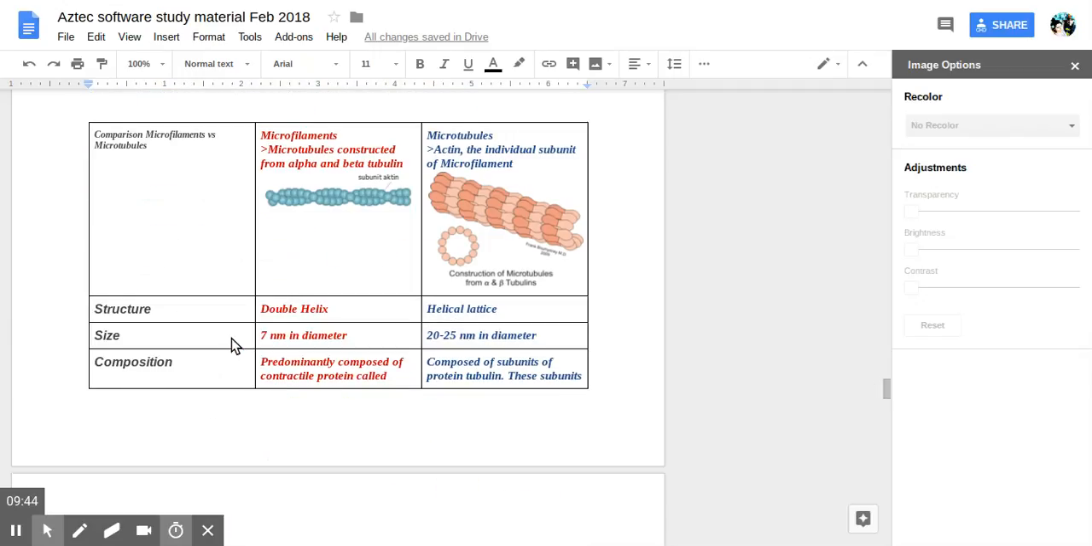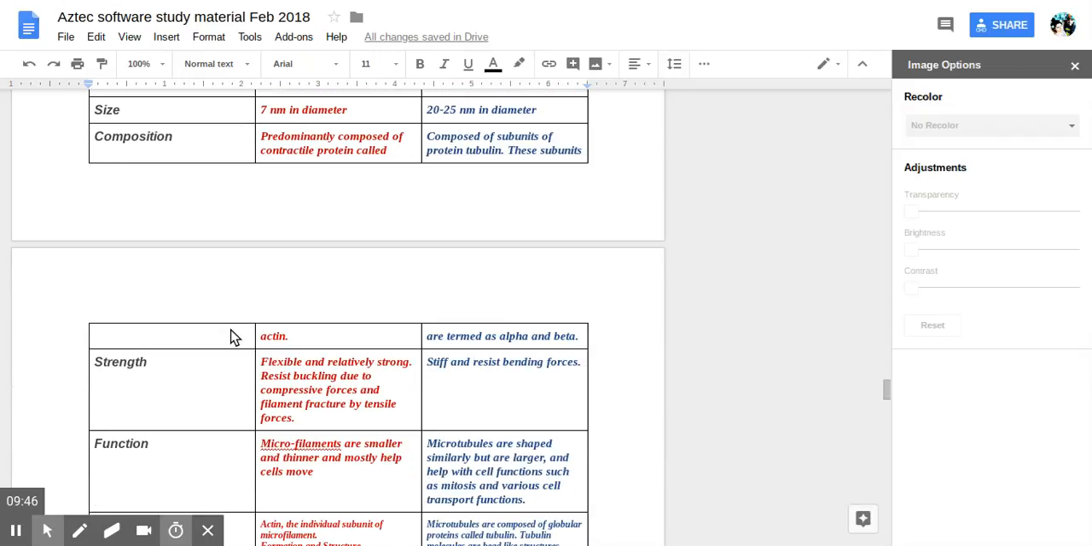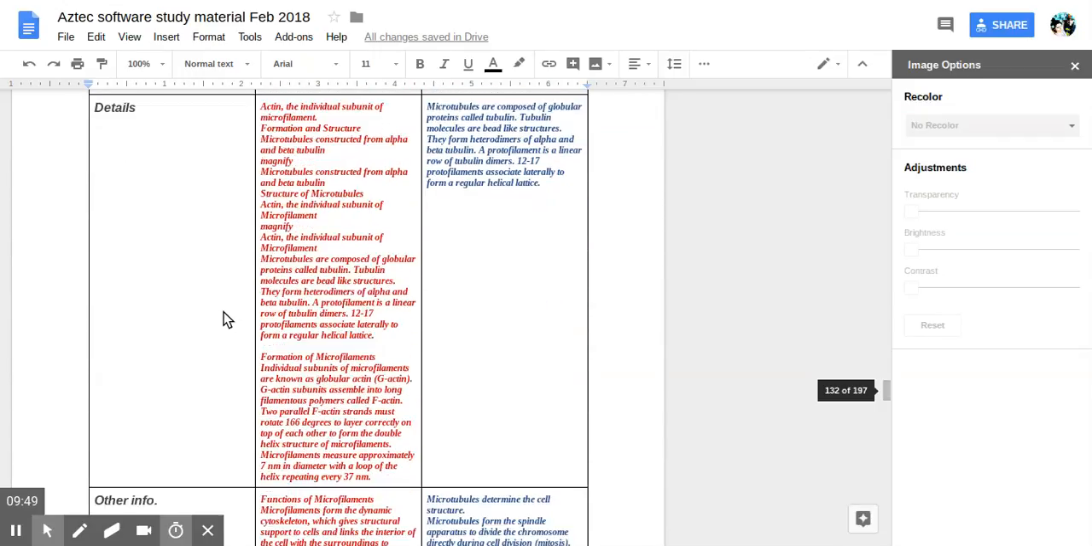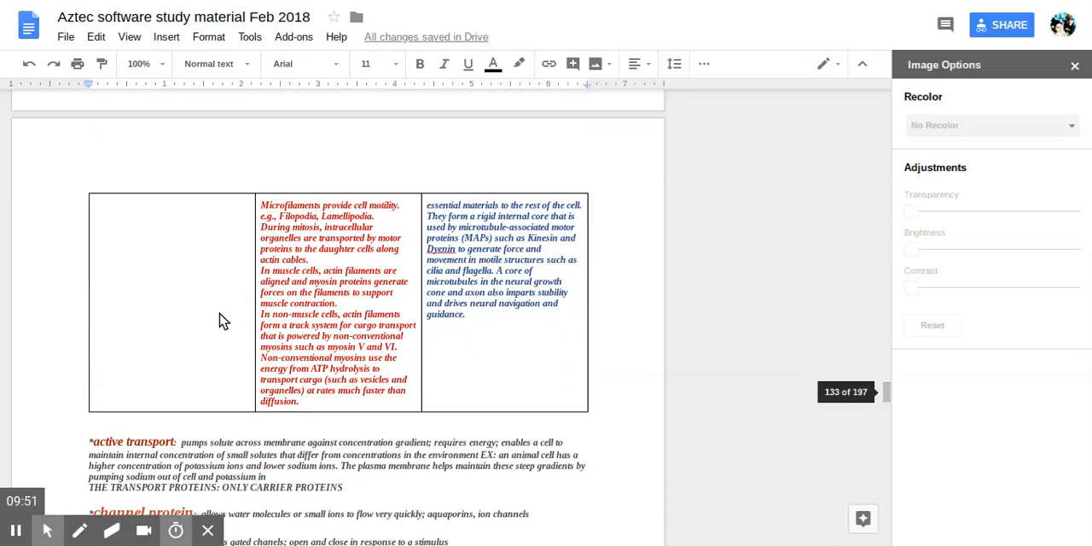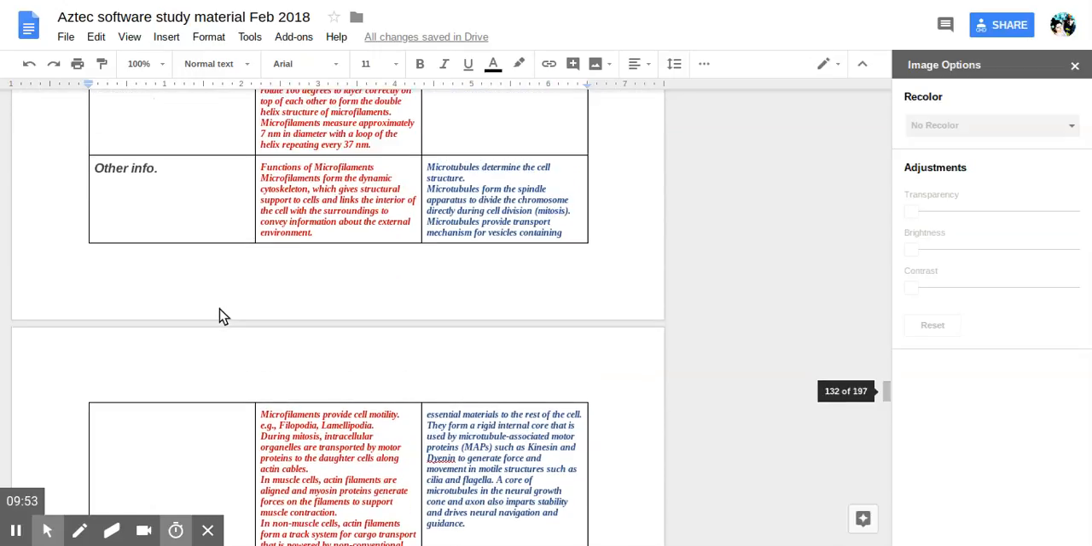So we're going to go over this chart I have with a comparison of a little more detail about microtubules and microfilaments in our next video.